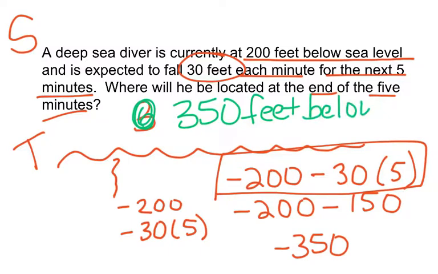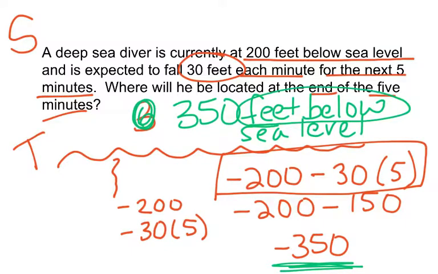below sea level. Now I can write that with my negative here, or I can say feet below. That takes care of the negative if I write it in words. So now this deep sea diver is now 350 feet below sea level.